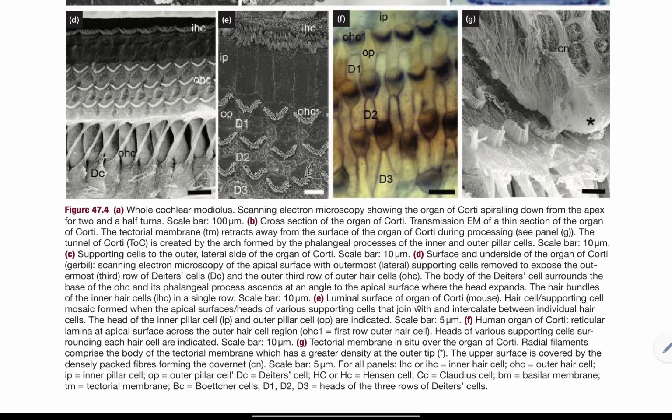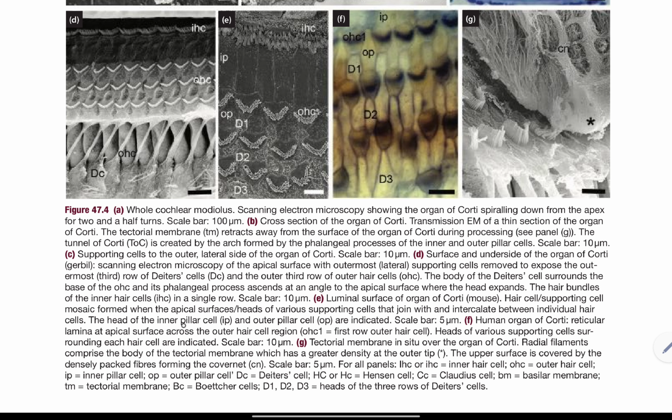E is the luminal surface of the organ of Corti, mouse, hair cell and supporting cell mosaic, formed when the apical surfaces or heads of various supporting cells join with and intercalate between individual hair cells.